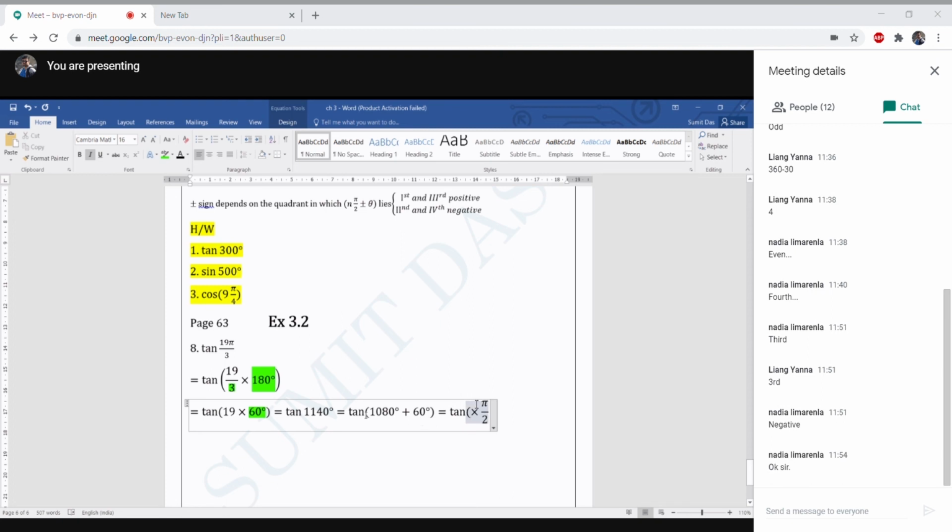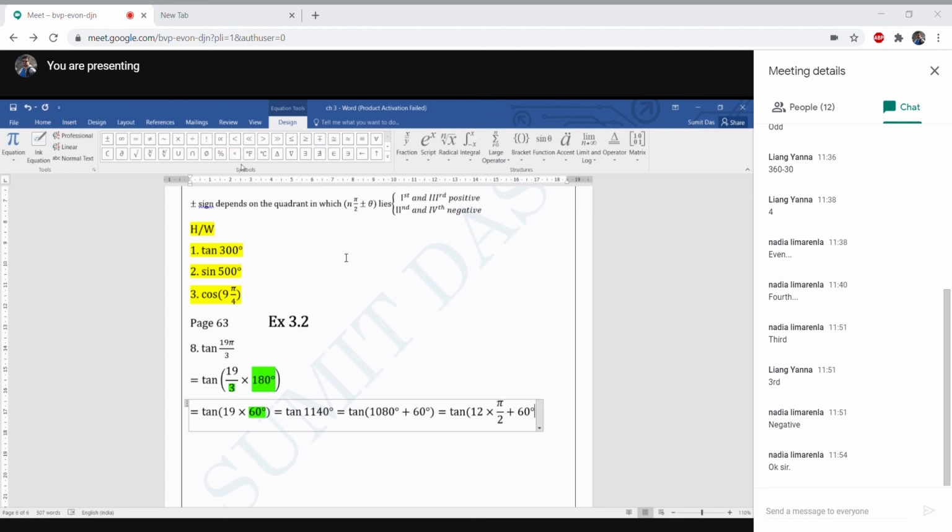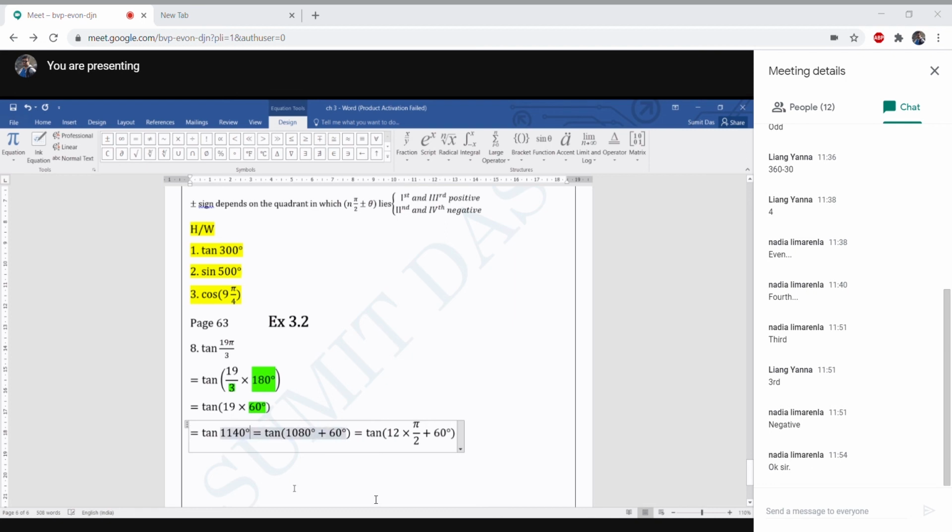So what do we have to multiply here? We have to multiply here 12. So 12 into pi by 2 is equal to this, plus 60 degree. Okay. So now, what will be the value of tan of 12 into pi by 2 plus 60 degree? So 12 is an even number. It will be tan 60 degree.